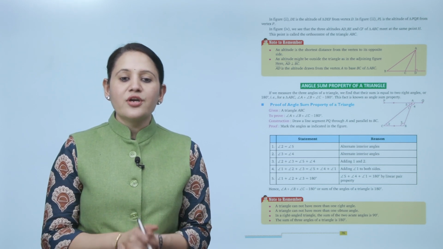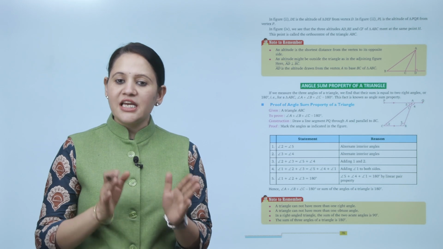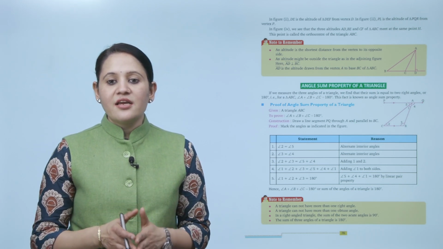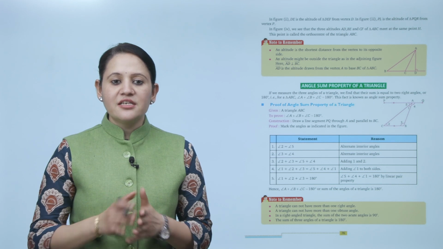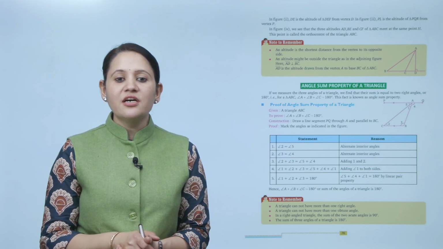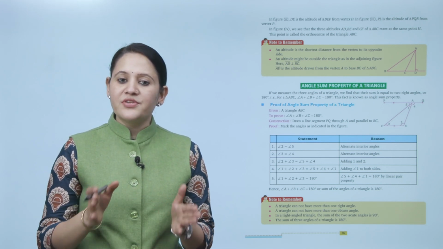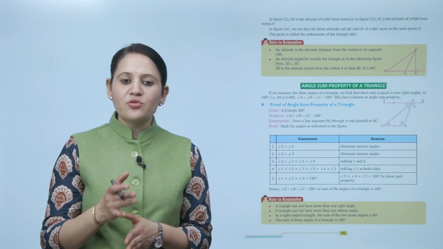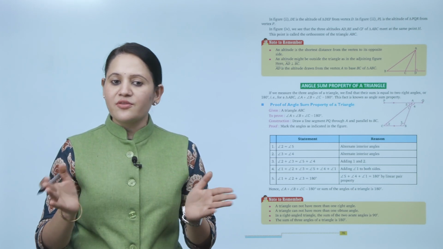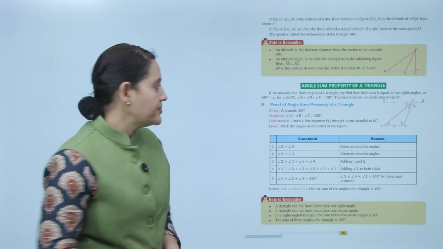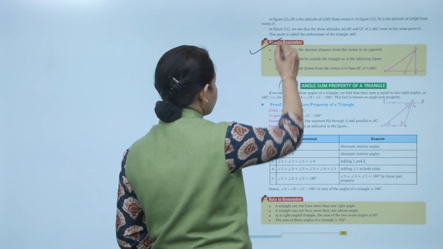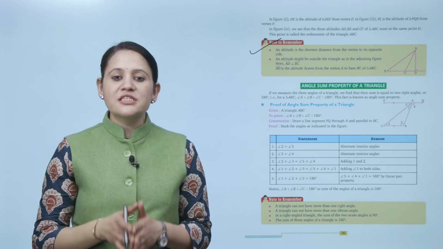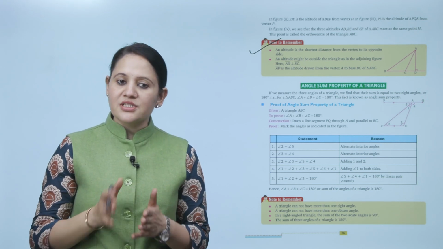In figure 4, we see that the 3 altitudes AD, BE and CF of triangle ABC meet at the same point H. This point H is called the orthocenter of the triangle ABC. Wherever the three altitudes meet, that point is known as the orthocenter of the triangle. Next is note to remember. An altitude is the shortest distance from the vertex to the opposite side.